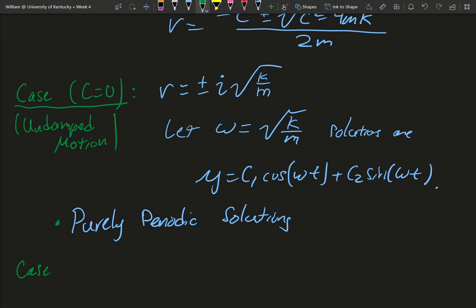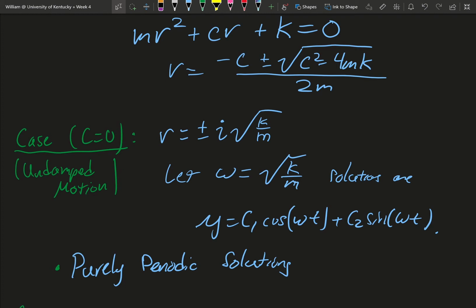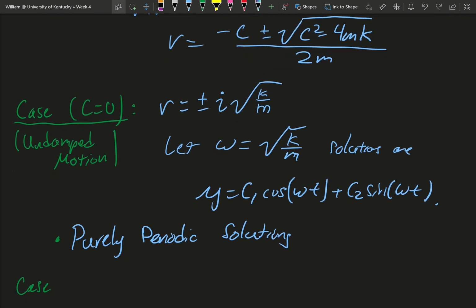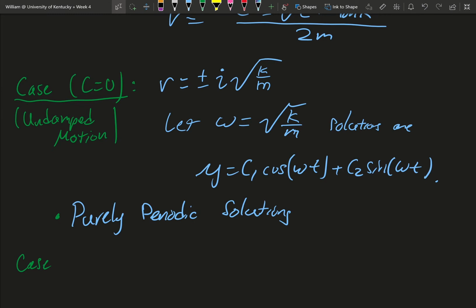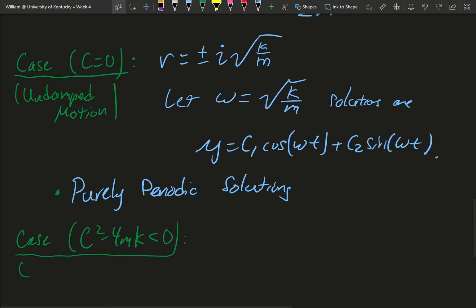For all these other cases, C is going to be strictly greater than 0. But we have actually three cases for this term here, C squared minus 4mk. The next case is where C squared minus 4mk is negative, so we still end up with complex roots. This is what's known as underdamped motion.